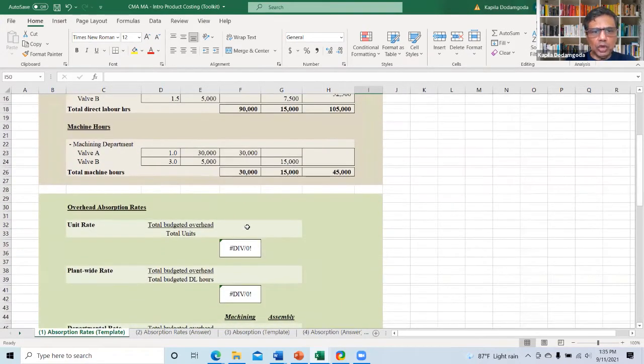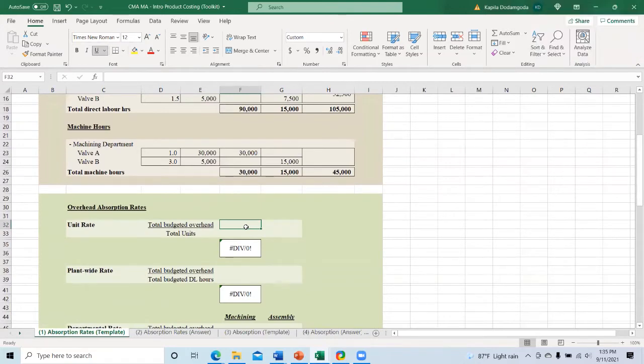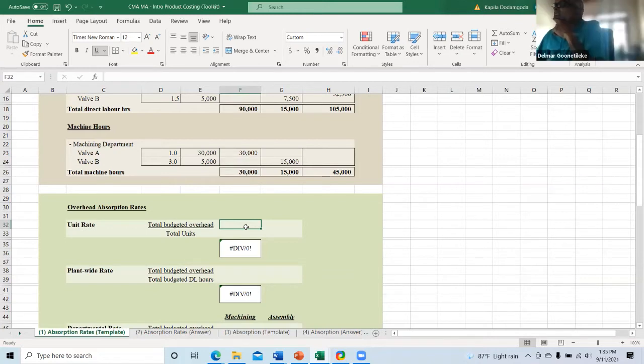So how much is the total overhead in the factory? 945,000.